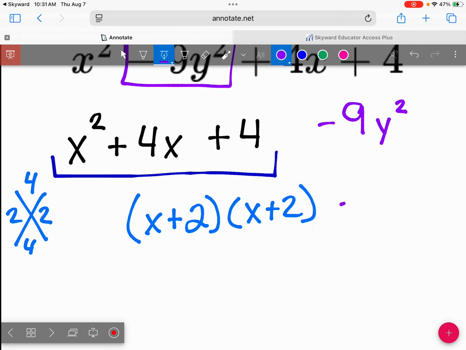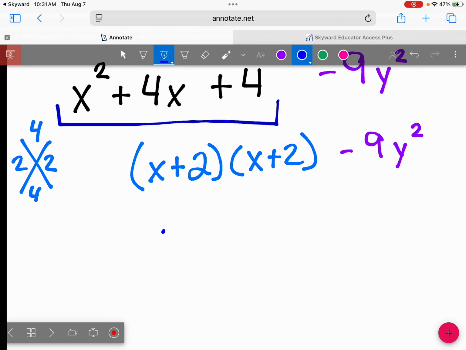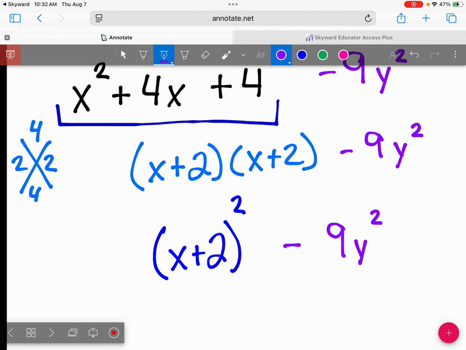But what we really need to notice here is this is the exact same thing as if I have x plus 2 squared minus 9y squared. Do you notice anything about that? It's a difference of squares. I have something that's got a perfect square, subtracting something that is a perfect square. So this is now a difference of squares. We're doing a couple rounds of factoring here.